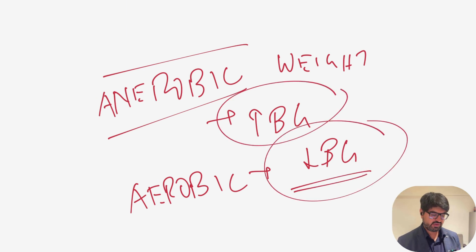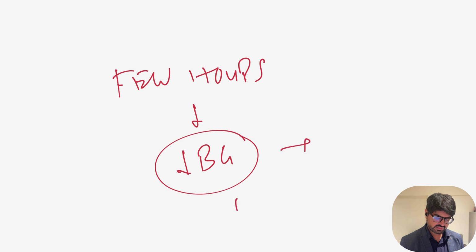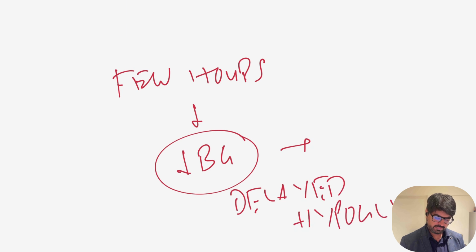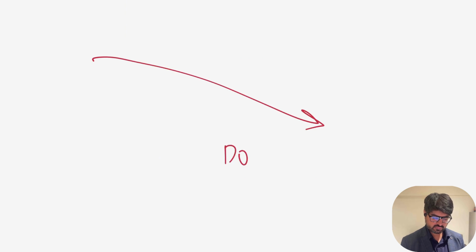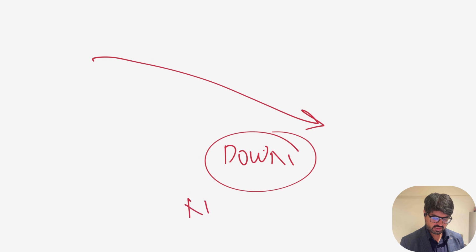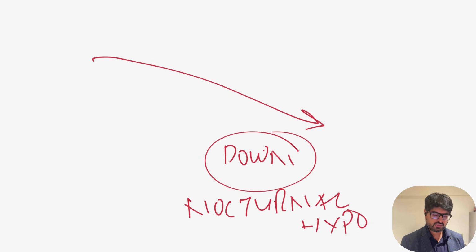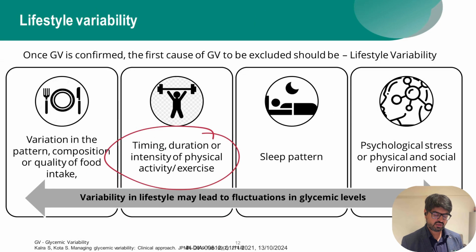The second thing you have to be aware of is that no matter what exercise you do, after a few hours the blood glucose goes down, right? So there is a delayed hypoglycemia which happens whenever you exercise. Now let's say you have a patient who is exercising in the evening, and then after a few hours, the blood glucose goes down in the night. So they develop nocturnal hypoglycemia. So exercise can also lead to hypoglycemia and glycemic fluctuations. So that is the thing.